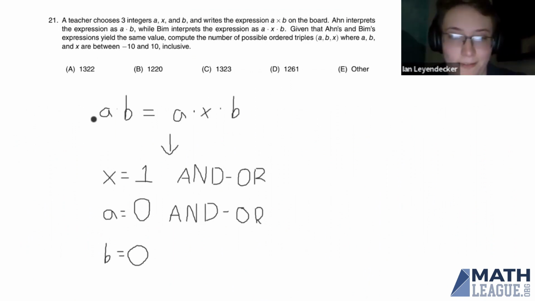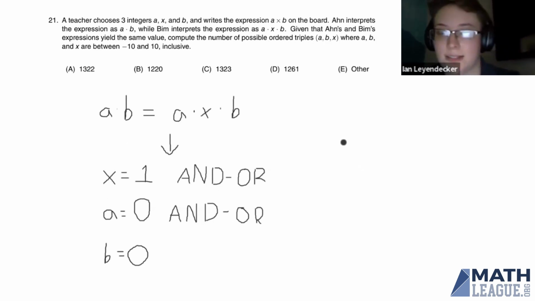So first of all, if a times b is equal to a times x times b, then either x equals 1, a equals 0, b equals 0, or some combination of these things are true. So we could have both x equaling 1 and a equaling 0. We could have a and b both equaling 0. We could have b equals 0 and x equal 1, or we could have all three of these rules be satisfied. So that's a few cases, but fortunately we can simplify how we look at this.